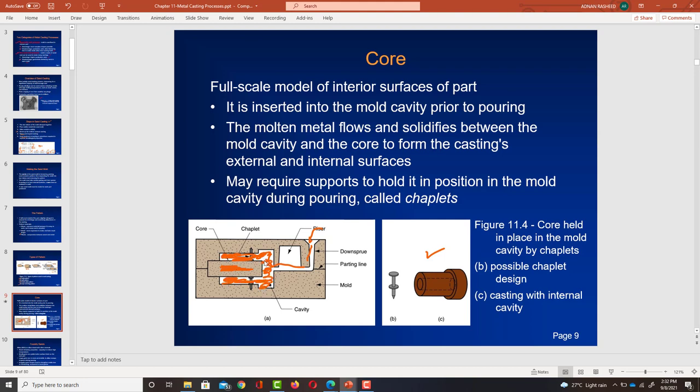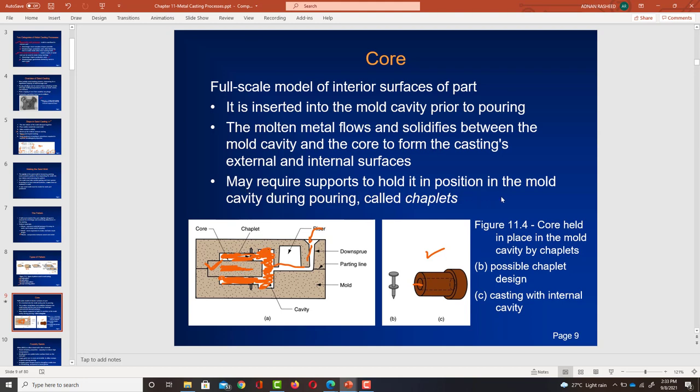Clear? So after the solidification process, when you break this mold cavity and remove this core, definitely this portion will be empty. It is inserted into the mold cavity prior to pouring, it is placed inside the mold cavity before pouring operations, and then the core forms the casting's internal features. So basically this cavity will define the external feature or external shape, while the core defines the internal shape. And this is the simplest one, core. You may have complex cores as well, but you have to design that core and place it inside the mold cavity so that it gets the shape that is defined by the core.